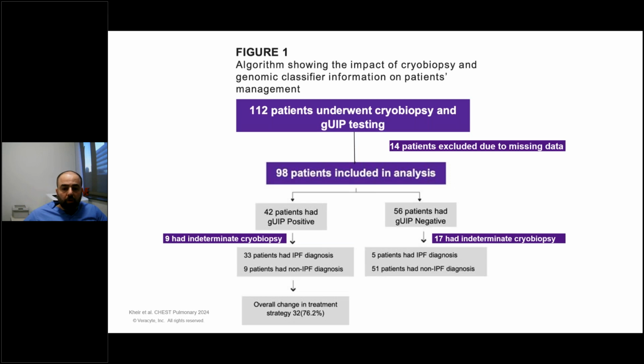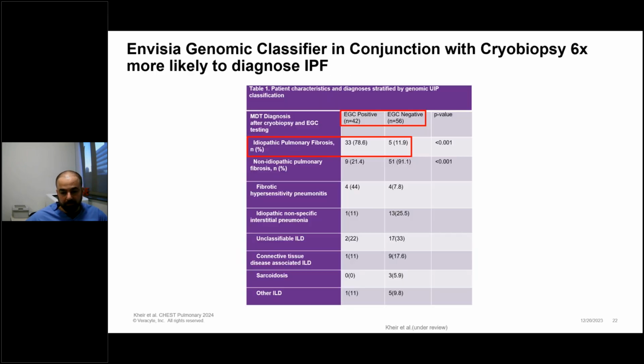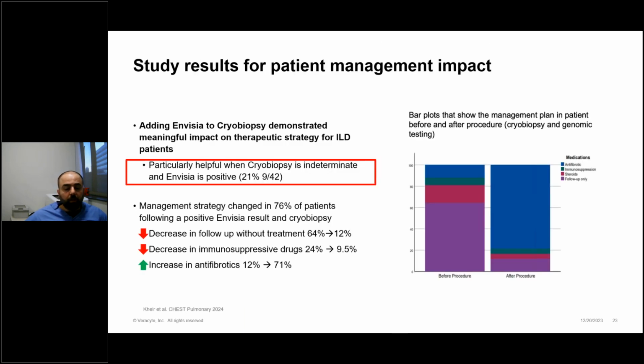So we had overall 98 patients that were eventually included in the analysis. I want to point out that 9 patients out of the 42 who had a UIP positive on genomic classifier had an indeterminate cryobiopsy. As expected, 78% of patients who had genomic classifier positive eventually were labeled as IPF, as compared to only 12% in genomic classifier negative. So what did we find out?